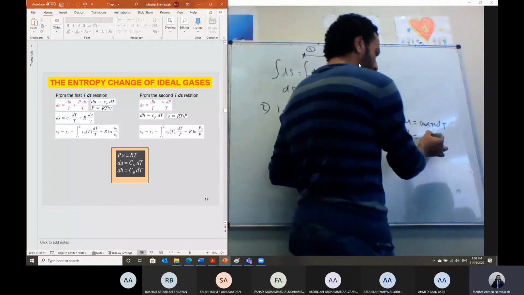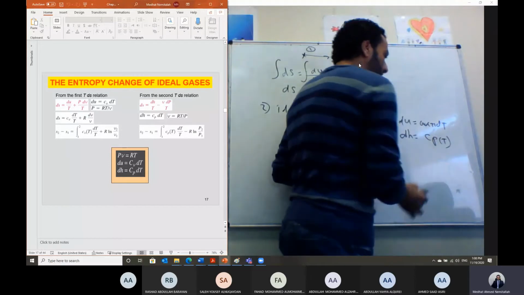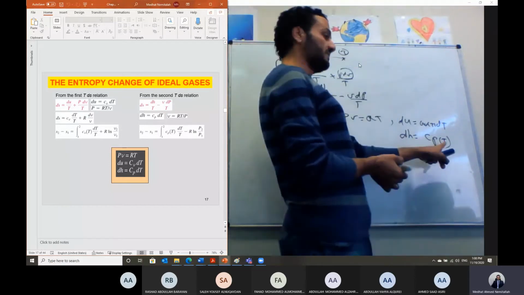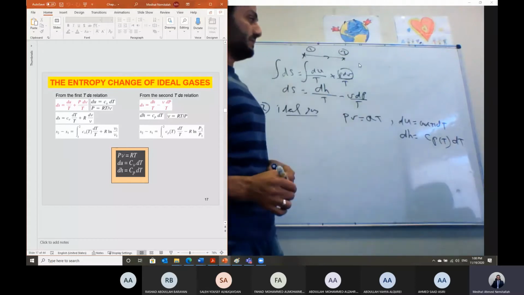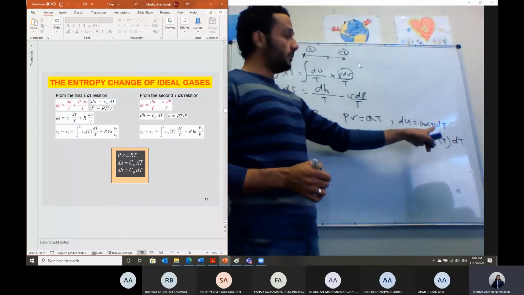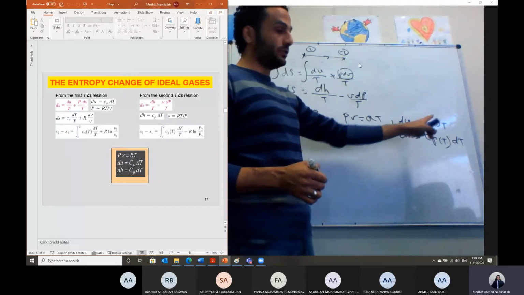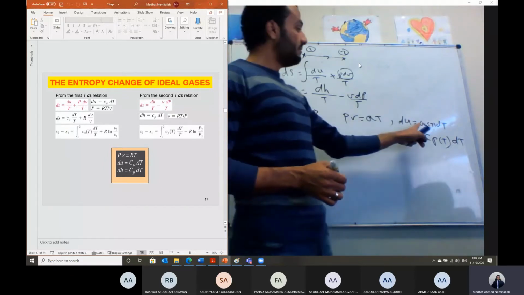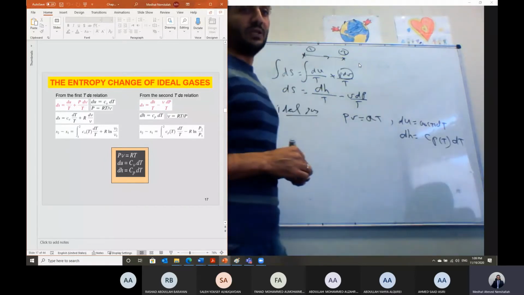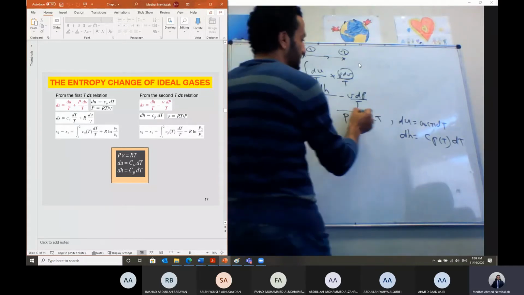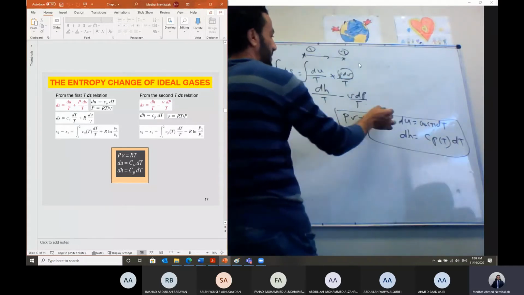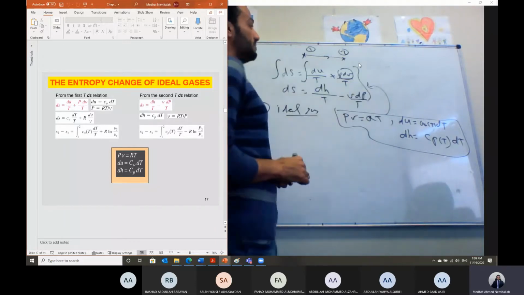as we have learned in chapter 4, is equal to the specific heat at constant pressure, which is a function of temperature, Cp as a function of temperature, dT in this case. And delta u is equal to Cv, which is also a function of temperature, Cv multiplied by the change of temperature, dT. But let's take those relations and substitute in those two relations.